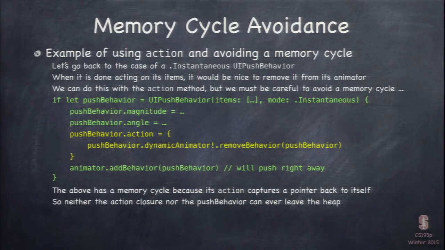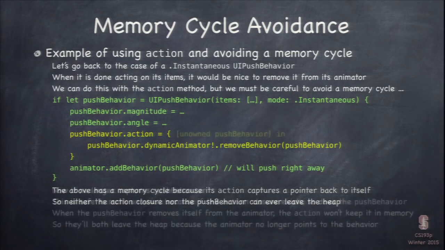So this is bad. This is going to cause a memory cycle here, because that action closure is going to stay in memory because the action property is pointing to it. And this push behavior is going to stay in memory because that closure is pointing to it. Since they're both pointing to each other, there's always going to be a pointer to them. They'll always stay in memory forever. And I mean forever and ever. No way to get rid of them.